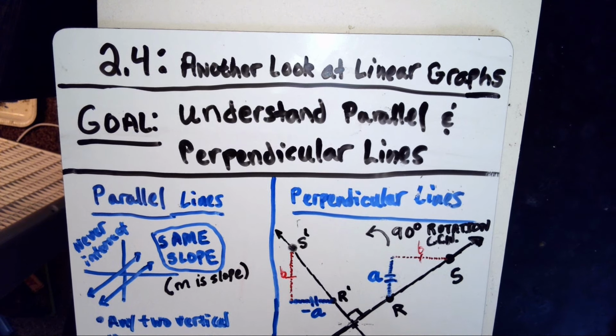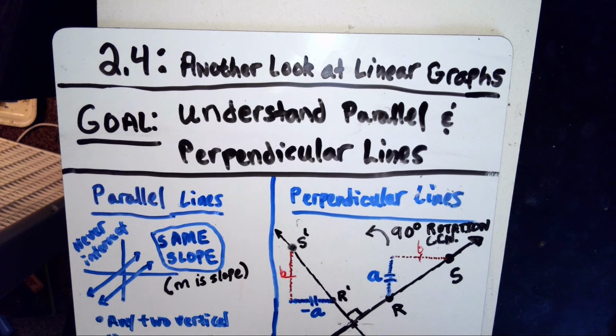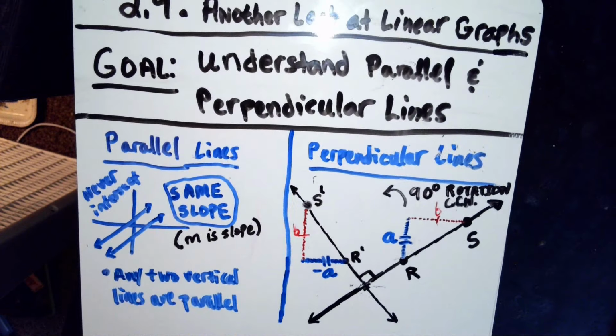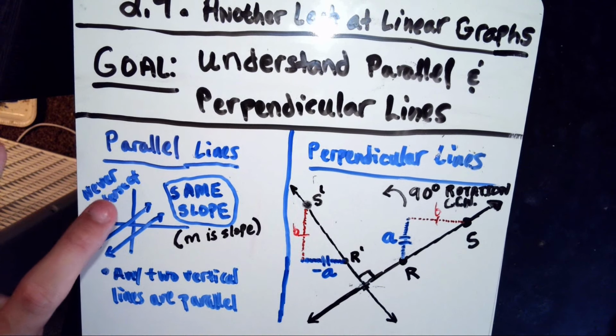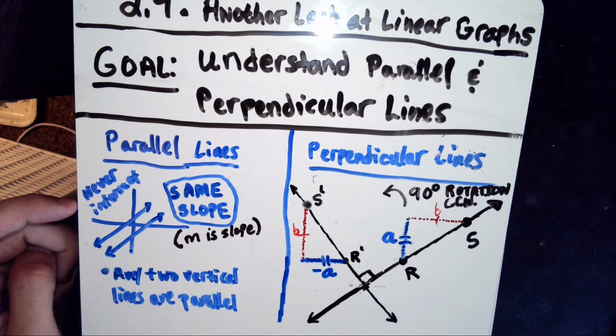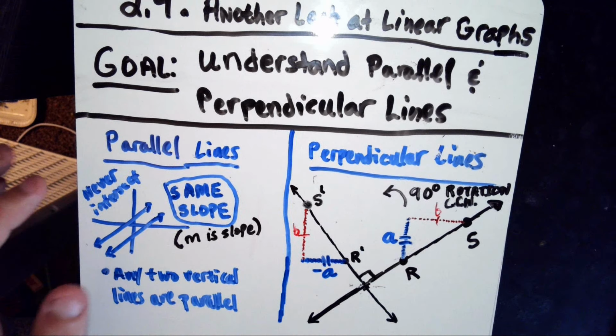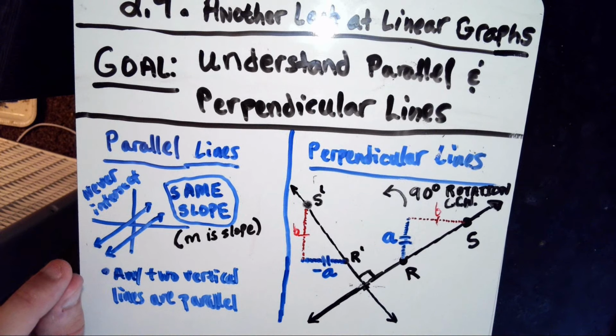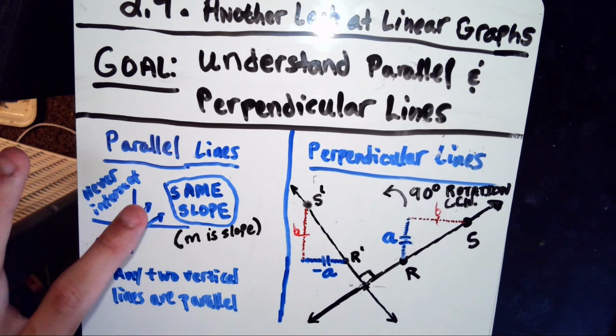We're still going on with section 2.4, another look at linear graphs, and today's goal is to understand parallel and perpendicular lines. Let's begin with the simpler of the two, which is parallel lines. So in this picture we've got two parallel lines. Note that they never intersect, at least parallel lines never intersect, and then also note that they have the same slope.